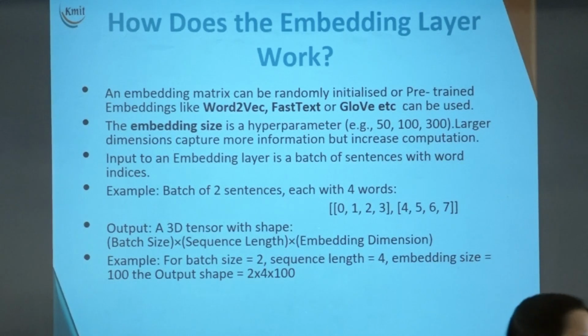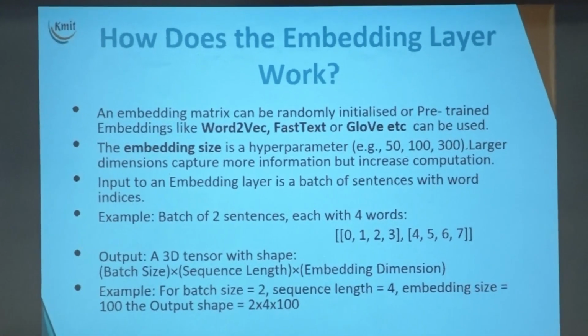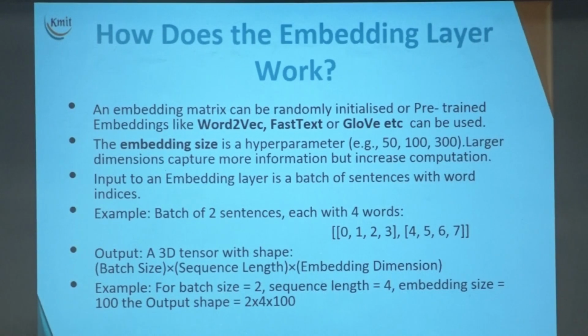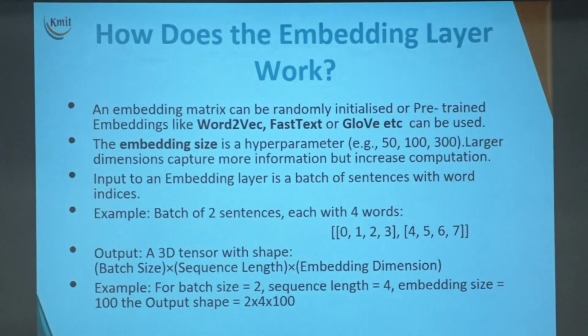You can see there are two batches of 4 words each. The indexes are not representing words here; I am writing their indexes. 0, 1, 2, 3 is the first batch, a sentence with 4 words. And then 4, 5, 6, 7 is the second batch, a sentence with 4 words. So that's how the representation will be.